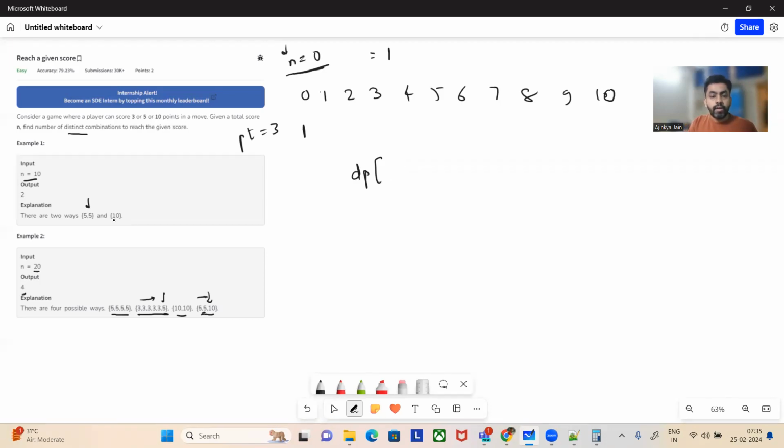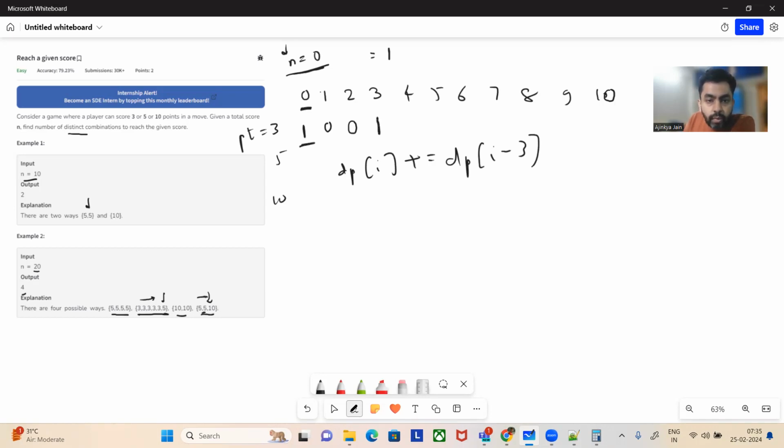Okay. So for 3, definitely for n equal to 1 and 2, it is going to be 0, right? For any combination of 3, 5, or 10. So n equal to 1 and 2 equal to 0, because we cannot score this when n equal to 1 or 2, right? So for 3, it is going to be what? If we consider this, dp of I plus equal to dp of I minus 3. So what is 3 minus 3? 3 minus 3 is 0, right? So in 0, we have 1. So we are going to use 1, right?